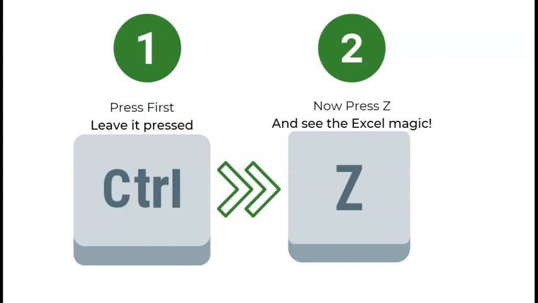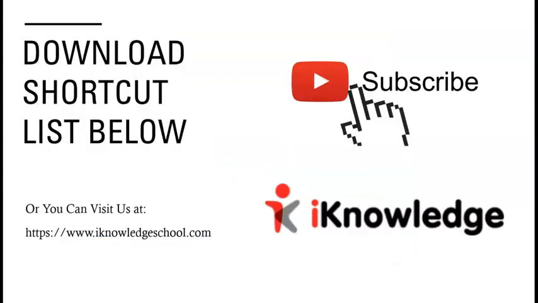Just a quick note, and this is a mistake that I notice in a lot of Excel beginners. Do not press the two buttons at the same time. Meaning, do not press Ctrl and Z simultaneously as if it was a piano. You need to first press the Ctrl key, leave it pressed, and then while you do that, you press the Z. Then release both to see the Excel magic. Download a list of the most common shortcuts in the description of this video. And make sure that you watch our Flash Fill video so you can learn about this amazing shortcut in Excel.